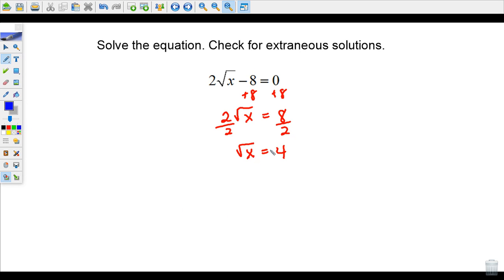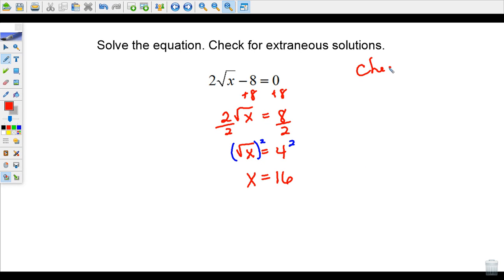And now is where we would square both sides. We're taking this radical x and we're squaring it, and we're squaring the 4. Whatever we do to one side, we have to do to the other. So square root of x squared, those are inverses. That radical, that square root, and this exponent of 2 just undo each other. So this just gives us x. 4 squared is 16. So x equals 16, but we need to check it.